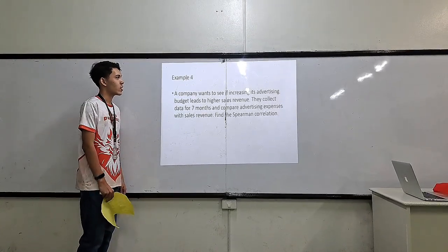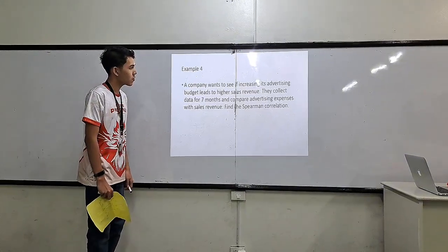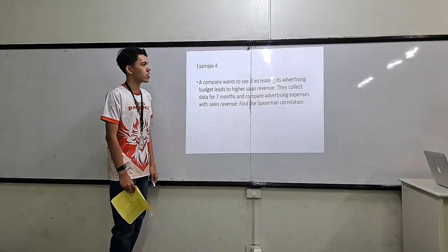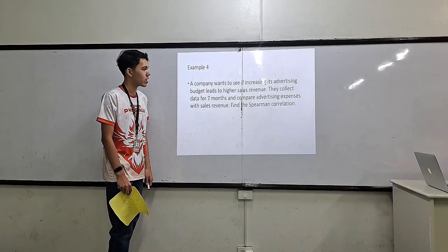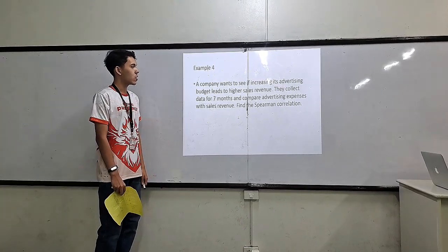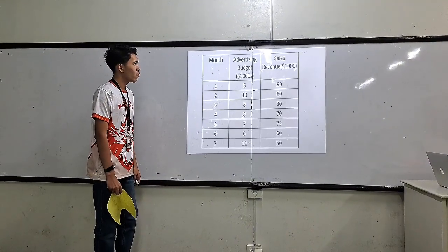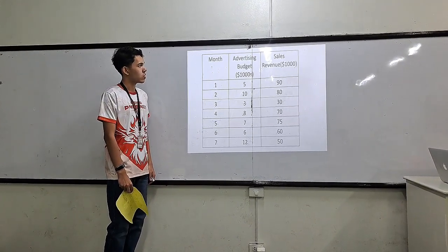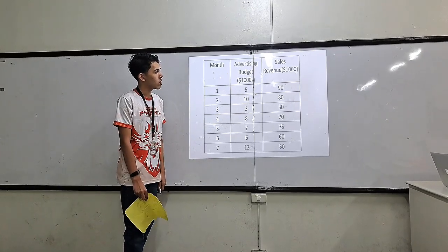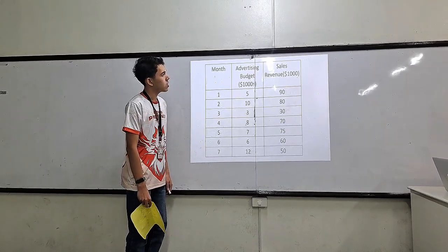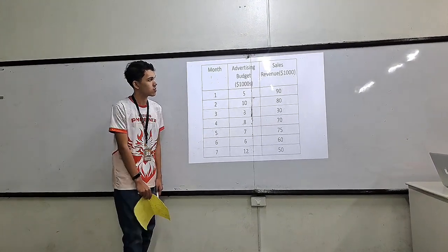Now we'll proceed to another example. A company wants to see if increasing its advertising budget leads to higher sales revenue. They collect data for 7 months and compare advertising expense with sales revenue to find the Spearman correlation. So here is the table. The advertising budget is per $1,000, and the sales revenue is also per $1,000.